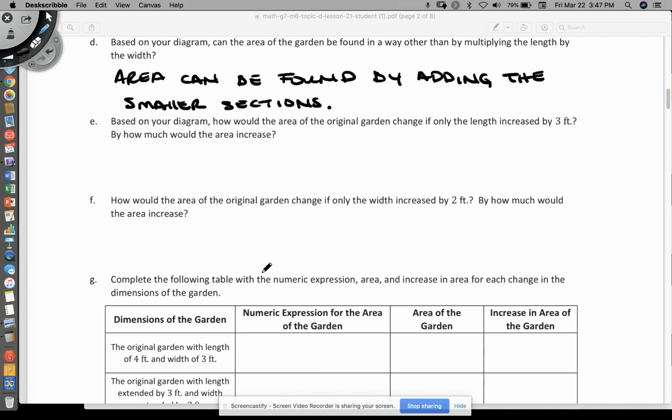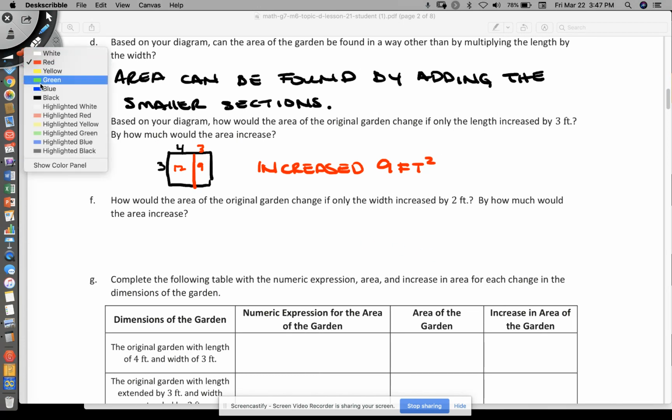So based on your diagram, how would the area of the original garden change if you only increase the length? So if you remember the picture here, okay, I'm just going to draw like a little mini box. We had this situation where we had the 4 by 3. Now it's asking, what if they only added to the length the extra 3? So this was 12, which she already has. What did she gain over here? She gained an additional 9. So this would have only increased her square footage by 9 feet squared.